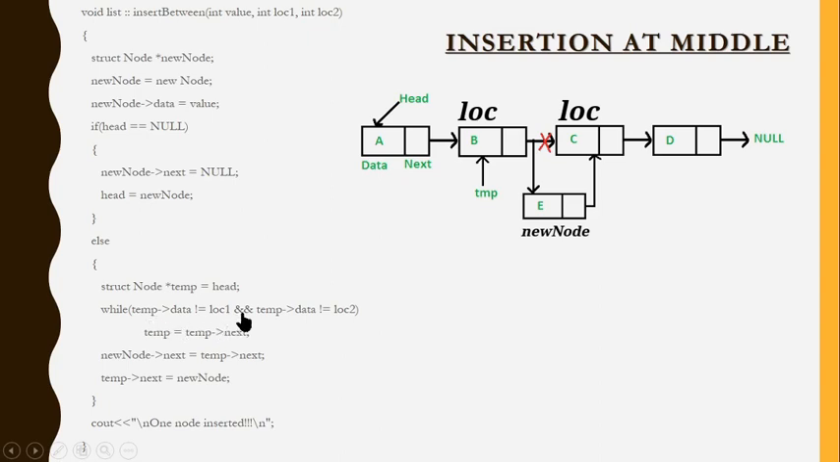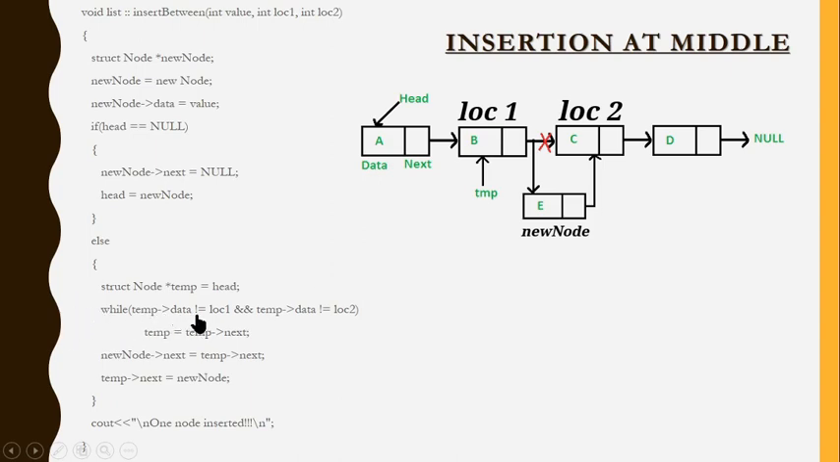Condition true. And I'm not using or, I'm using and. That means both the conditions should be satisfied. Temp points to data not equal to location 2. So the temp which is not equal to location 1, which is not equal to location 2. Both the conditions are true. If both the conditions are true, I say temp equal to temp points to next. That means temp points to next, this slot, the pointer comes here. This is named as temp. Now again it comes to the while condition.